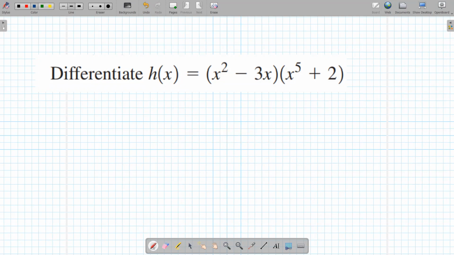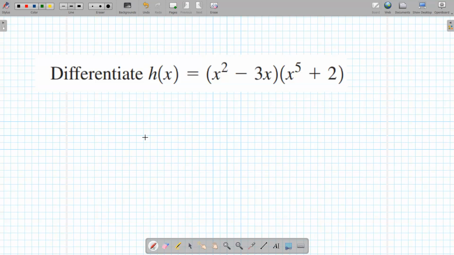Notice in this question, we have two different functions. One of them is a power 5 function, on the right. And the other one, what's the other function? It's a quadratic, no? So we have a power 5 function and we have a quadratic. So what you do is, instead of foiling it, you could use the product rule. And the product rule looks like this.